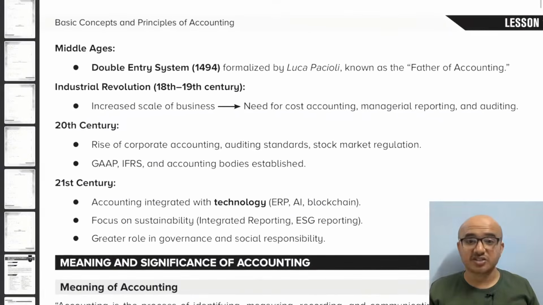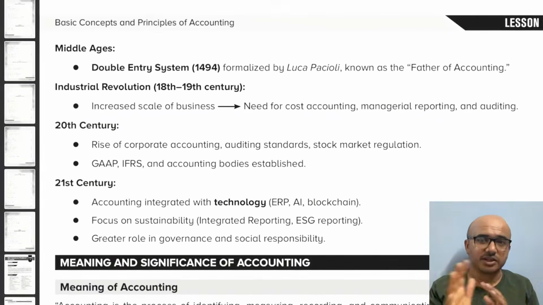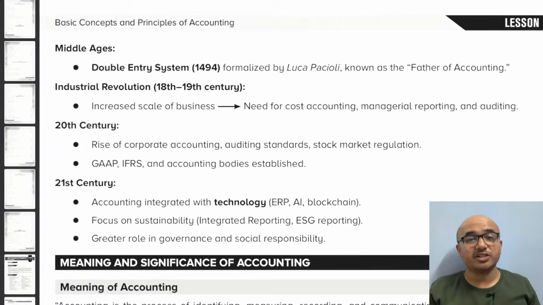Then the Middle Ages, this is where accounting kind of got modernized. That is by Luca Pacioli, as we saw earlier, an Italian known as the father of accounting. So he introduced the double entry system of accounting in 1494, that is at the end of the 15th century.